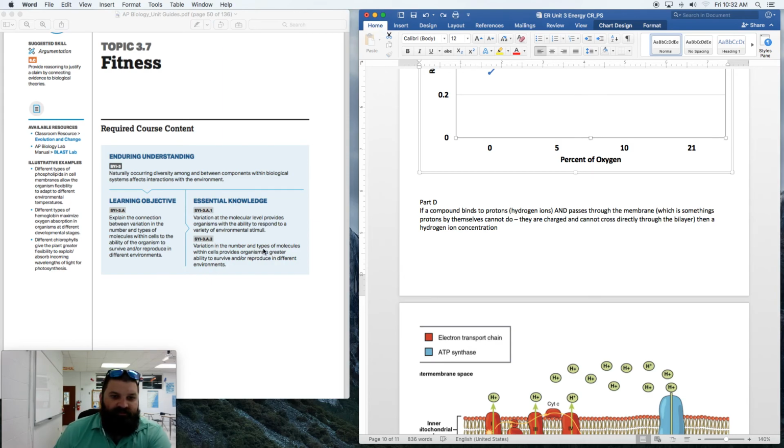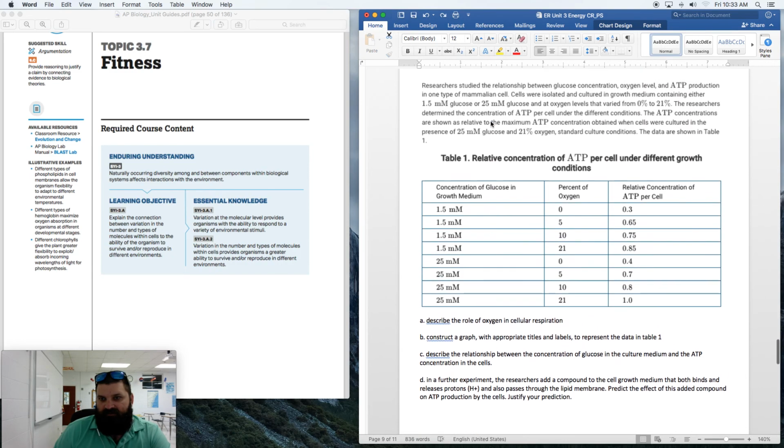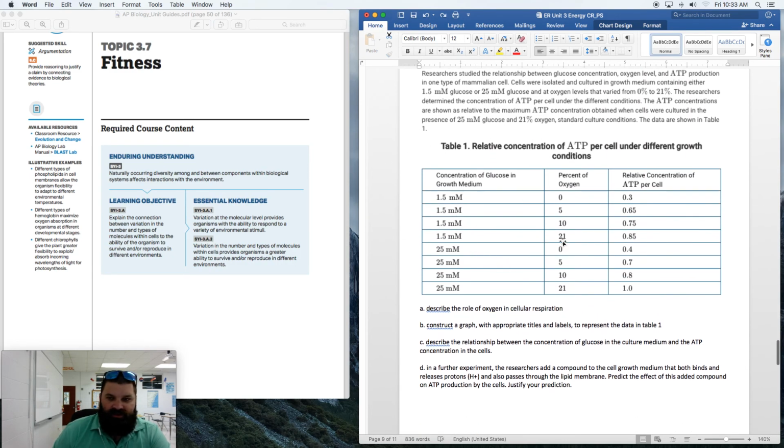Variation in the number and types of molecules within a cell gives organisms a greater ability to survive and reproduce in different environments, and that's what fitness is. Fitness is the measure at which an organism can be both surviving and reproducing, those two parts. And the measure of success is how well they can reproduce. And so with these examples here, if we were to put it in context for this, you've got different conditions and different responses, different protein levels being made. And the ones that can do it better will survive more and pass on their genes.